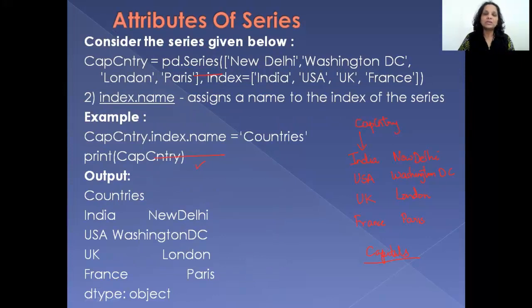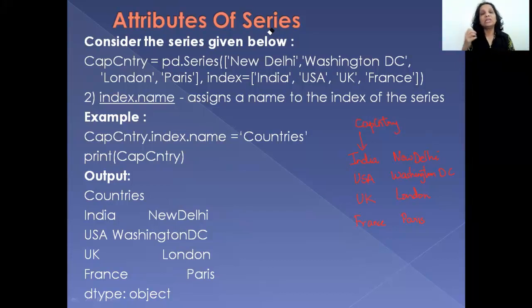Let's go ahead with the second attribute, which is called index.name. Again, the data series I have used here is the same. So I'm not erasing all that from the right side of my screen. That continues to be there. And I'm assuming that I'm done with the name part of it. What does index.name mean? Now, if you see the indexes given to you, India, USA, UK, France, above the index, you want a kind of heading which says what your index represents.